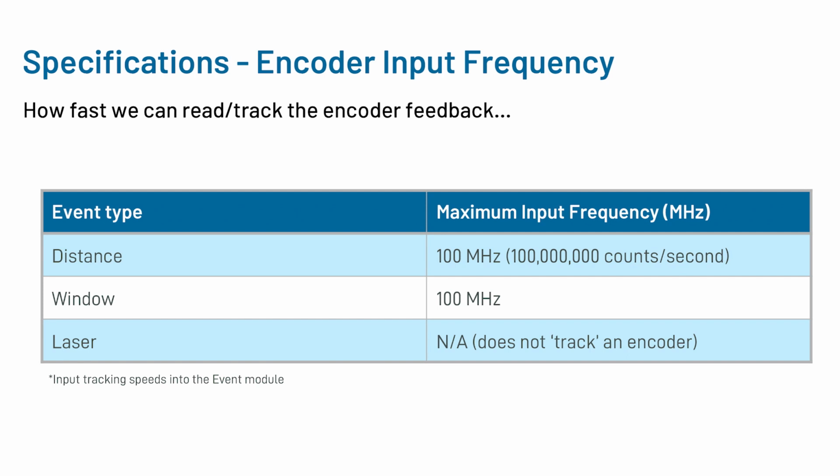The reason that the laser event type does not have the limit is because it is not actively tracking an encoder signal like the other two. Again, remember the laser event module simply outputs a PSO event based on a separate command from the Galvo commands. If you do, however, start exceeding these limitations, then you will start to lose encoder counts, and therefore you will get incorrect PSO firing. So it is always important to make sure that we are trying to stay under this 100 MHz limitation while trying to track an encoder.